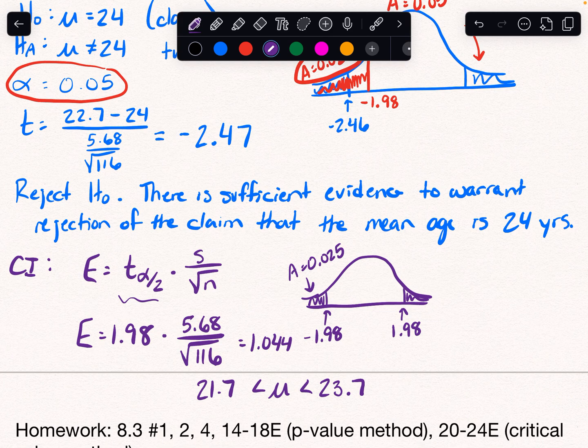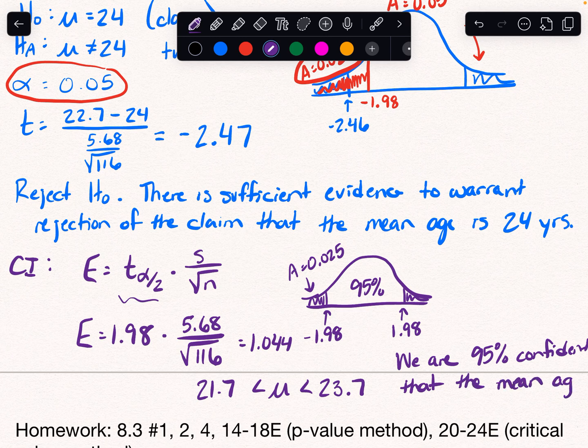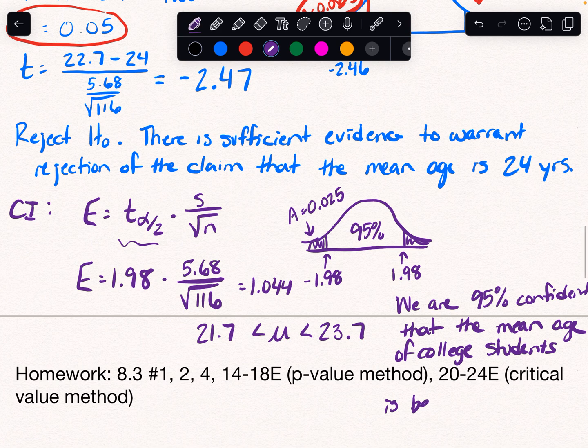If I was writing a statement, we would say we are, because our significance level is 0.05 and each side of this was 0.025, 95% confident that the mean age of college students is between 21.7 and 23.7. Then we figure out, does that support our claim?